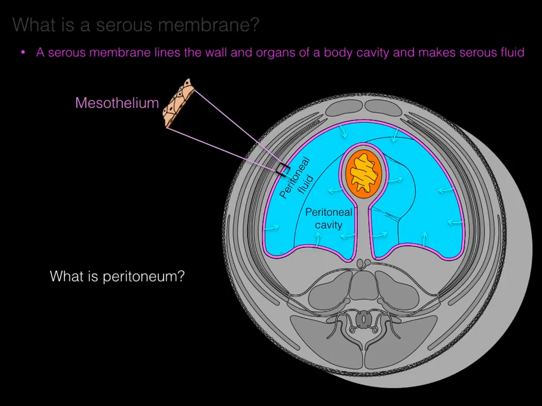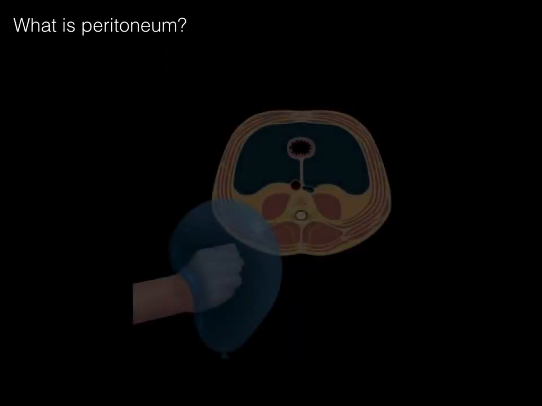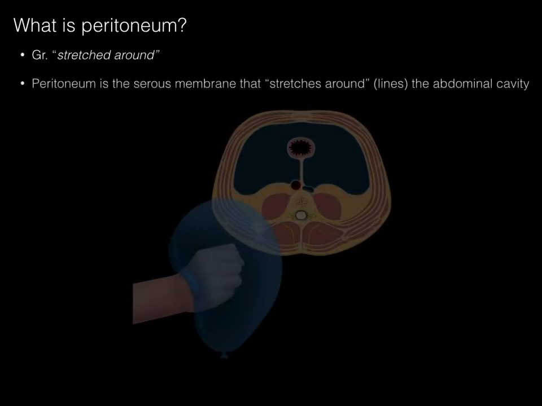So what is peritoneum? Well, Greek for peritoneum means stretched around. And so a peritoneum is the serous membrane that stretches around or lines the abdominal cavity, and it's made of mesothelial tissue. So there in blue, we just outlined the lining of this serous membrane that stretches and wraps around the inside of the abdominal cavity and organs.